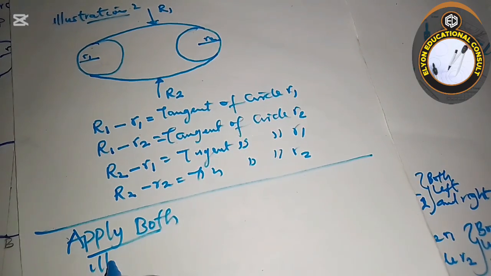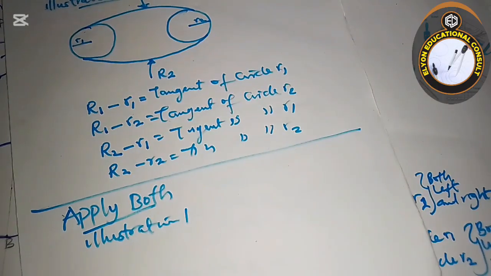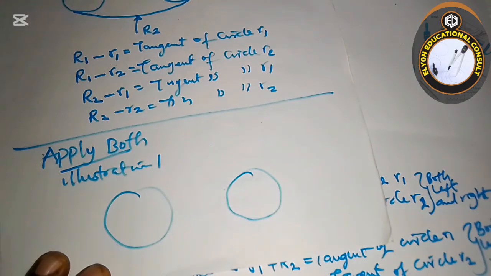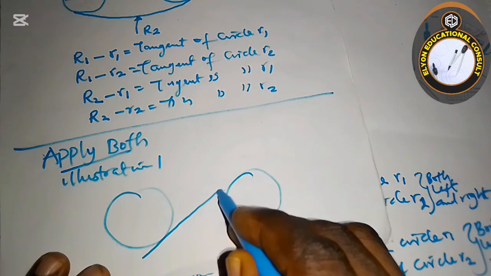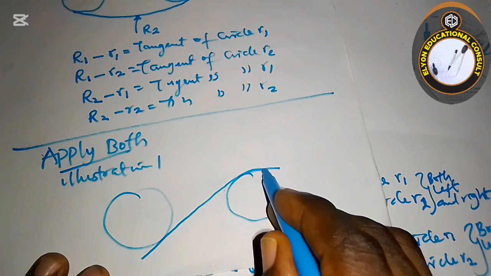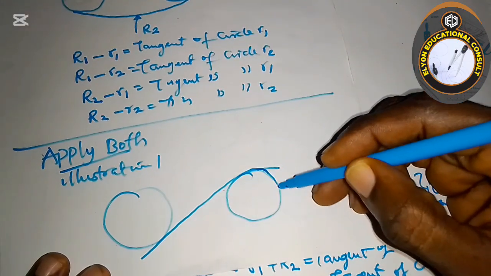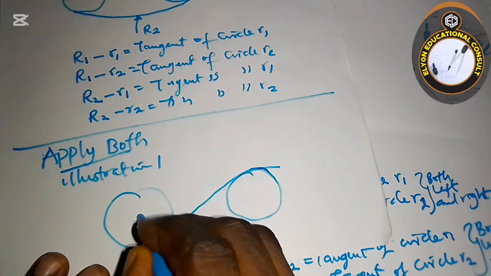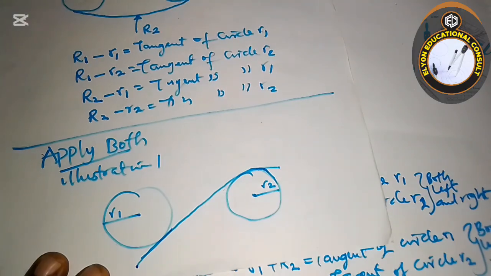So if we have an illustration, now let's look at this illustration 1. You have a circle this way. You have another circle like this. Then you have an arc that goes this way like this. You can see this arc here is trying to embrace this circle here and is going off this way. So we have this radius 1, then this side radius 2.